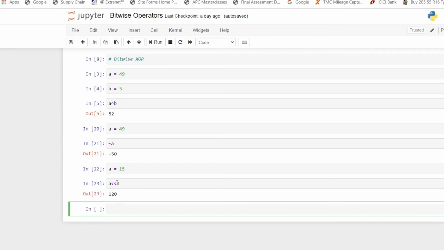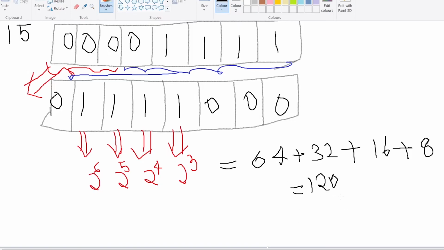This is the bitwise left shift where we are shifting 3 units to the left, and the output we are getting is 120. So here you can see that the output we retrieved is 120 by just discarding the first three elements, shifting the rest to the left, and adding another set of zeros onto the end of this form. So this is about the bitwise left shift.